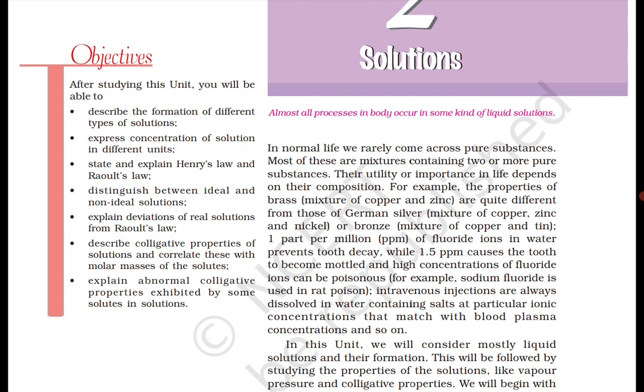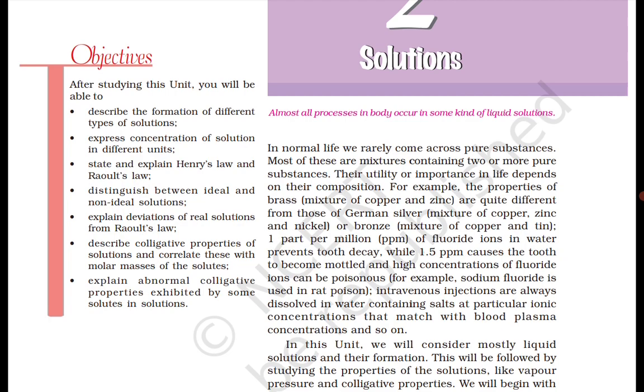In normal life, we rarely come across pure substances. Most of these are mixtures containing two or more pure substances. Their utility or importance in life depends on their composition. For example, the properties of brass, a mixture of copper and zinc, are quite different from those of German silver, a mixture of copper, zinc and nickel, or bronze, a mixture of copper and tin.